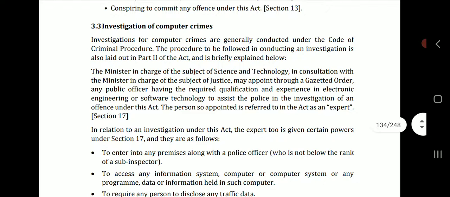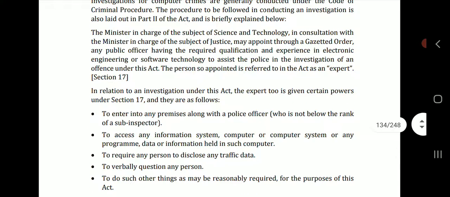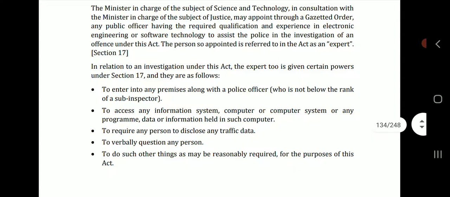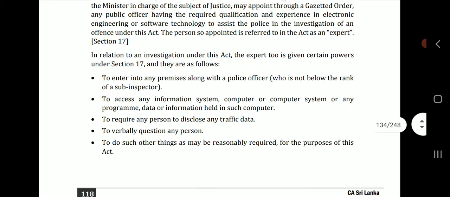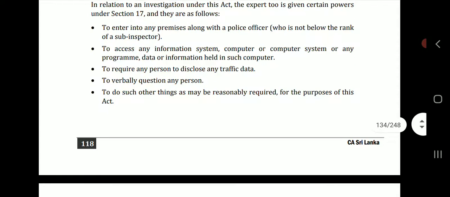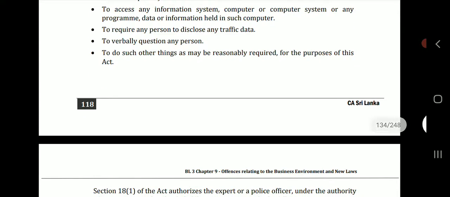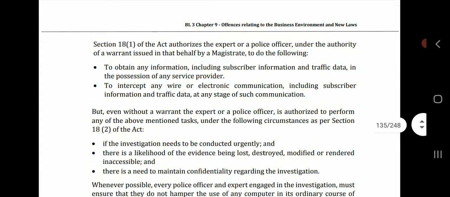So, investigation of computer crimes, or how do they investigate? To enter any premises along with a police officer who is not below the rank of sub-inspector, to access any information system, computer system, program data, information held in such computers, to require any person to disclose traffic data, verbally question a person, and to do such things as may reasonably be required for the purpose of this act.